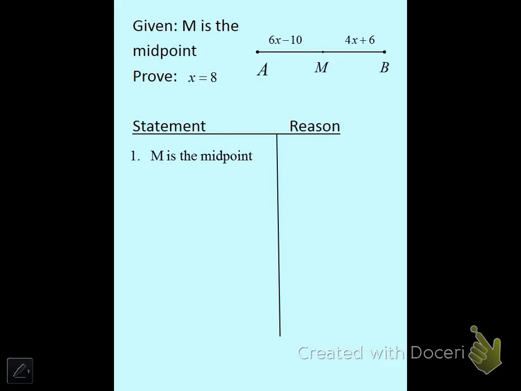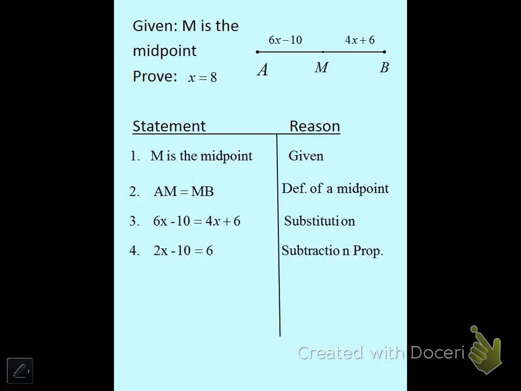Okay, next one. Given M is the midpoint, so M is cutting this in half, prove x equals 8. So M as my midpoint is given. So if it is my midpoint, that means AM and MB should be equal to each other by definition of a midpoint. Okay, so that means we can substitute that in. So using the substitution property, I'm going to fill in AM and MB.